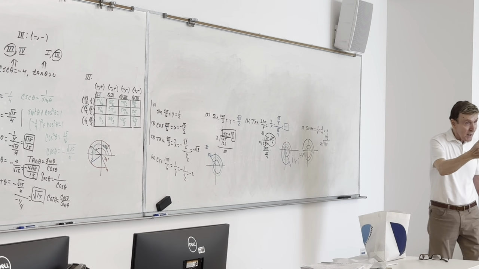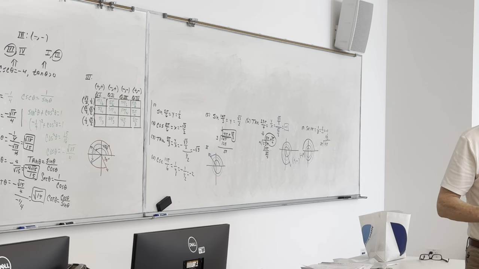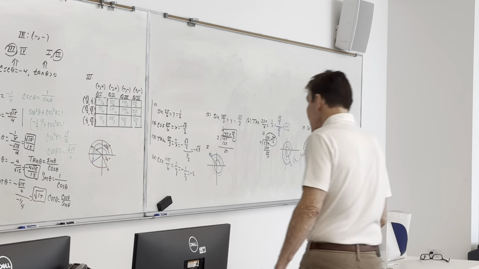And I like the way you expressed it. He said 1 over cosine. Absolutely. That's done. See all these connections between the trig functions? Absolutely. Okay, let's try one more here.